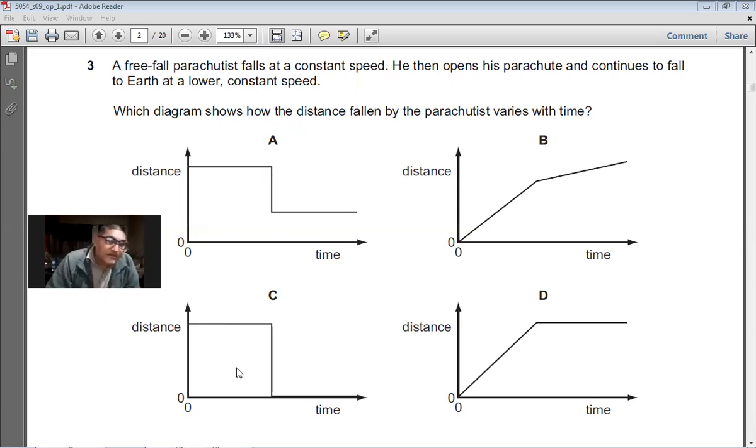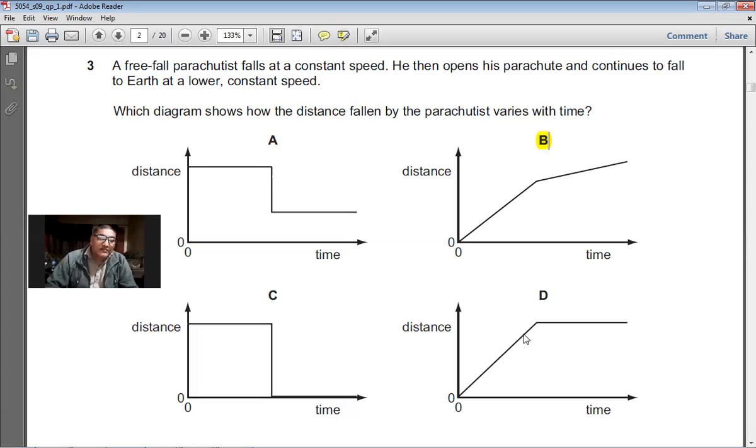So in the B part, you can see that here it has a certain constant gradient, and then here we have a certain gradient, but this gradient is lower than the first gradient. So here the speed is higher, a constant speed but higher. Here constant speed but lower speed. So I think B looks the best option to me.